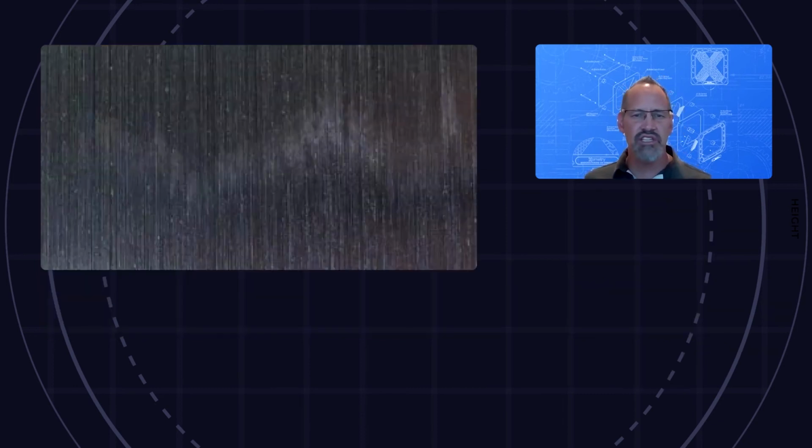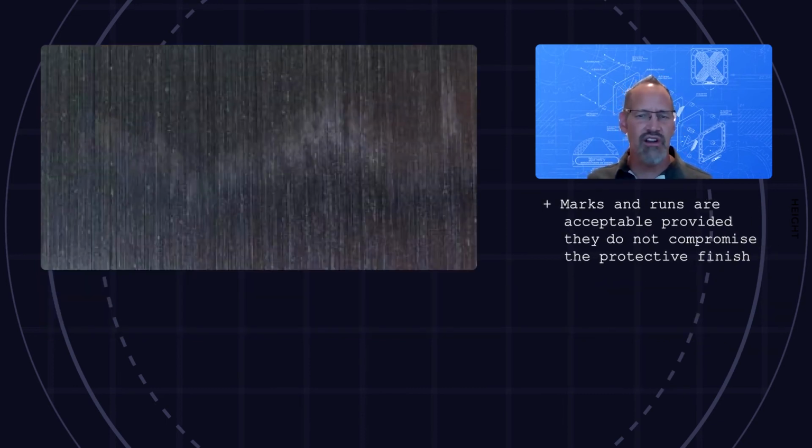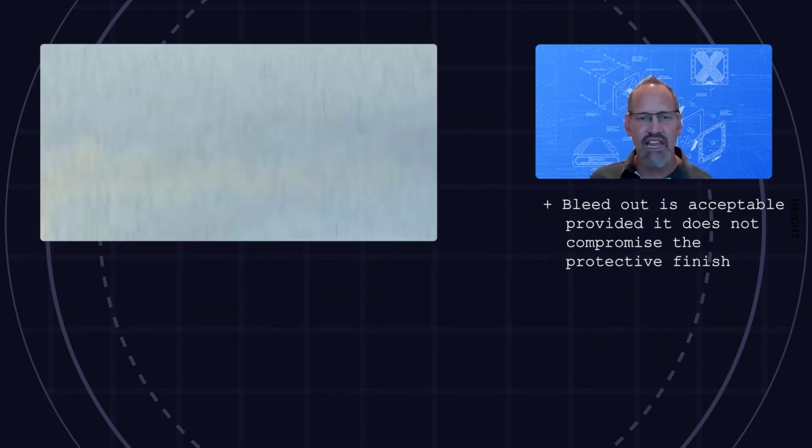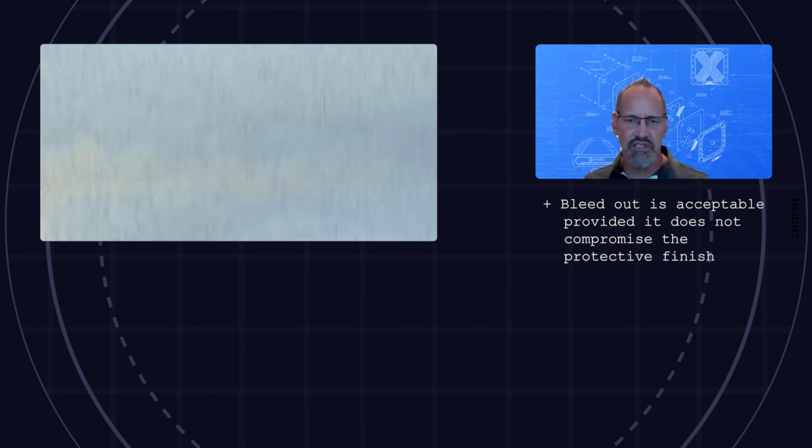Marks and runs such as these are permitted as long as there are less than 2 per 20 square inch area, with a max of 1 inch in length and 60 thousandths in width. Our last image of the day is an example of bleed out, which is permitted as long as it does not compromise the protected surface or finish.